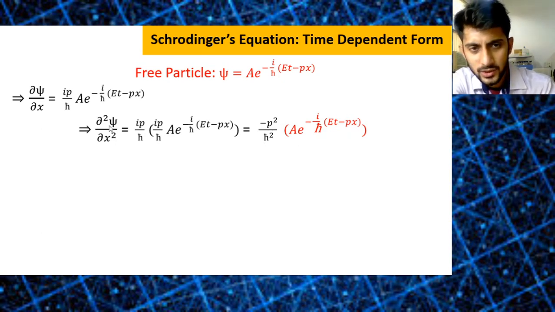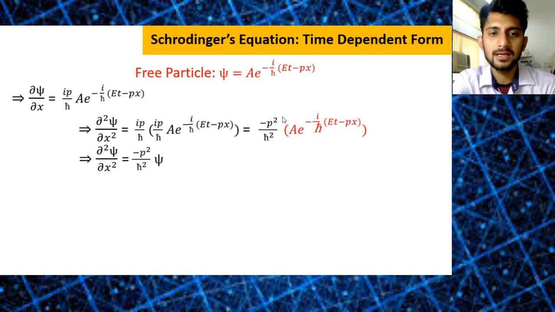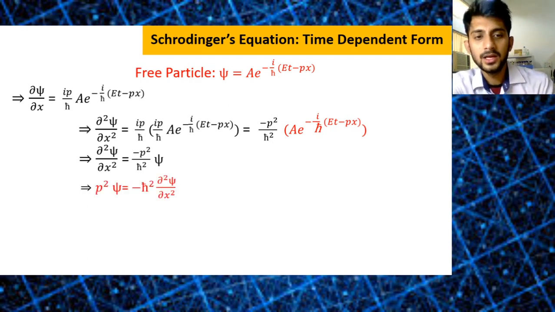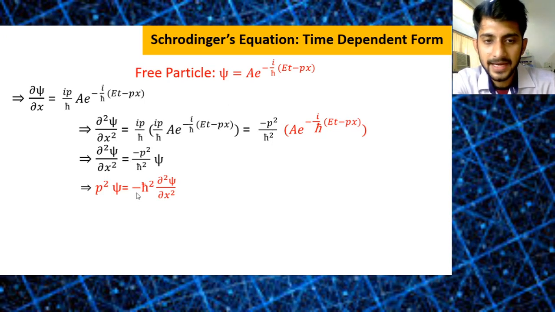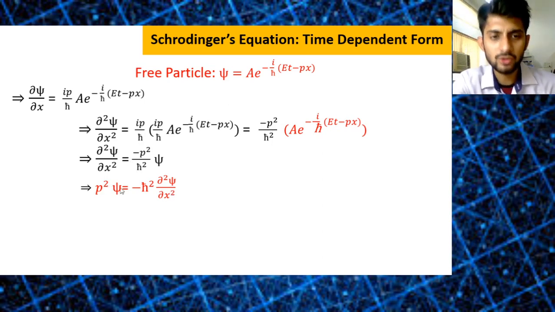So del square upon del x square is the same as multiplying psi with just a constant number. This is the reason we can simply write that del square psi by del x square is nothing but minus p square upon h cross square into psi. Fine. Similarly, I can write after some rearrangements that minus h cross square times the double derivative of psi with respect to x is similar to multiplying p square with psi.